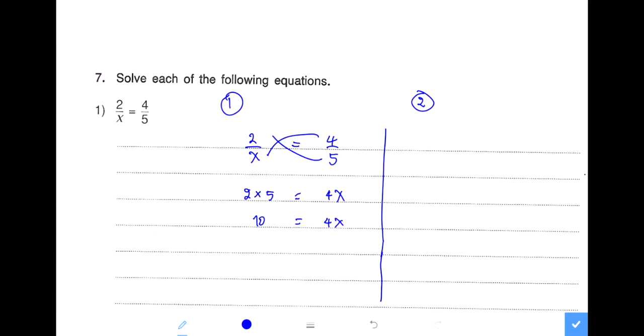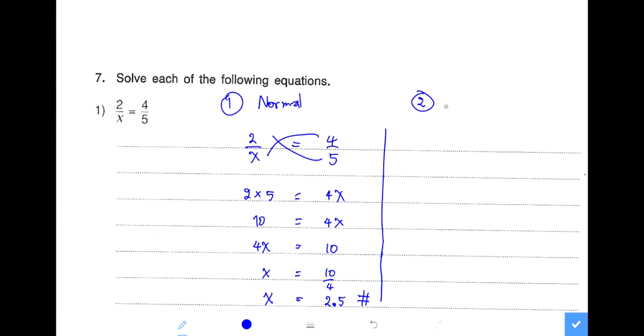I want to flip it like a mirror. So I can just flip 4x to the left and 10 to the right. So x is 10 divided by 4, and that is 2.5. This is option 1. I finished it now. Okay, let's go to option 2. Option 1 is the normal method.